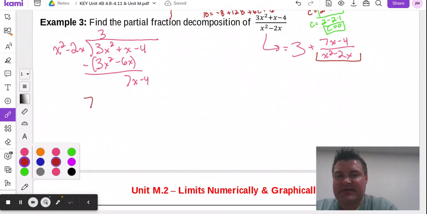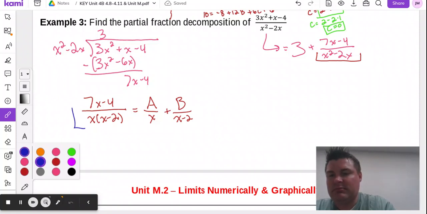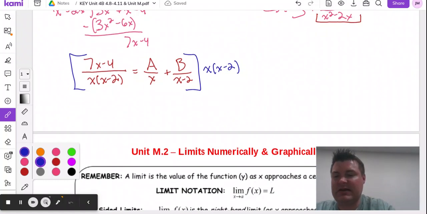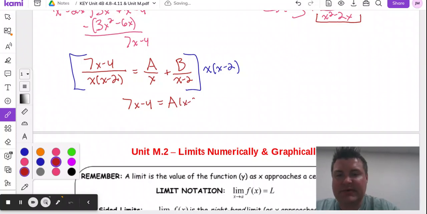So I'm going to write this as 7x minus 4. And the bottom does factor. Take out an x, I'm going to get x minus 2. Because I have power 2 on the bottom, I'm going to have just two fractions. So a over x plus b over x minus 2. And what we're going to do is multiply everything by the LCM, which is x times x minus 2. That's going to give me 7x minus 4 equals a times x minus 2 plus b times x.